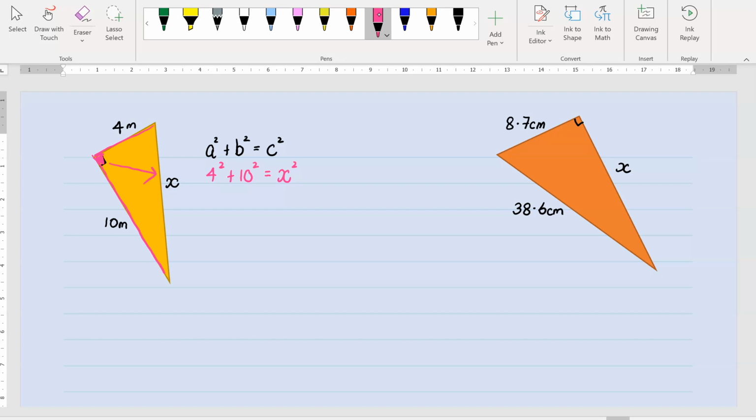Now, if you'd like, you can get your calculator out and we can go, what's 4 squared plus 10 squared and what have you, right? Or just do it in one swift maneuver. To get rid of this squared, the opposite of squaring is square rooting, which will undo the 4 squared plus the 10 squared equals, that will be my x. And so we go to our calculator.